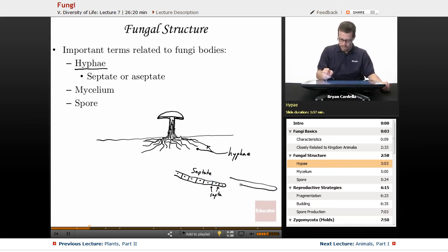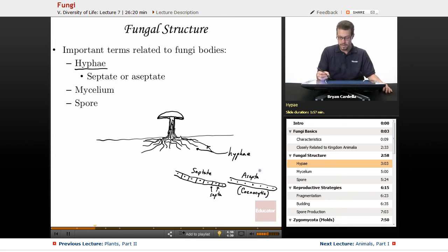But you have other ones, like a lot of molds, are aseptate, which is sort of weird to think about, but it's just like one continuous long cell with free-floating nuclei. They're not separated by cell walls made of chitin. The other term for this is cenocytic. Let me spell that out nicer for you. Depending on what source you look in, you'll see either term, aseptate, lacking the septa, or cenocytic.